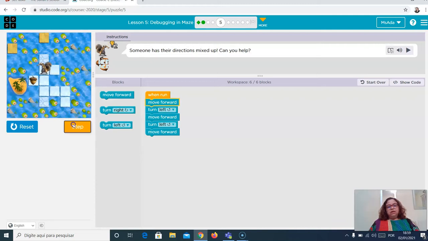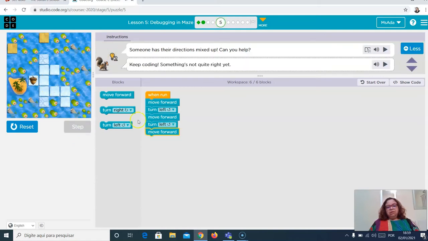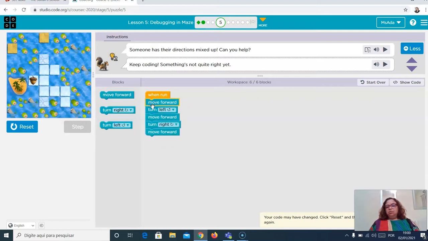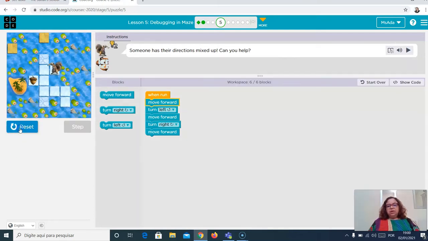Forward, turn left, good. Forward, turn left. Uh-oh. If it goes left, uh-oh. So it's turn right. So you don't need to delete. You don't need to put everything in the bin and start over. You just fix what's wrong. Let's reset and let's run.